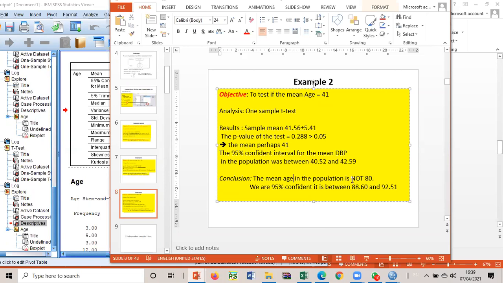The mean age in the population is around 41. We are 95% confident it is between 40.52 and 42.59. Right.